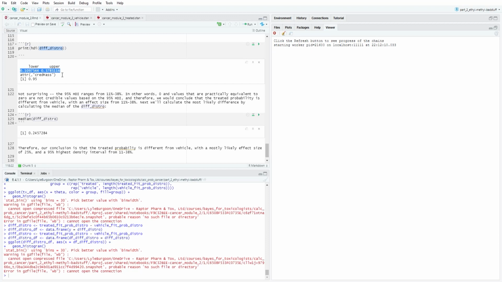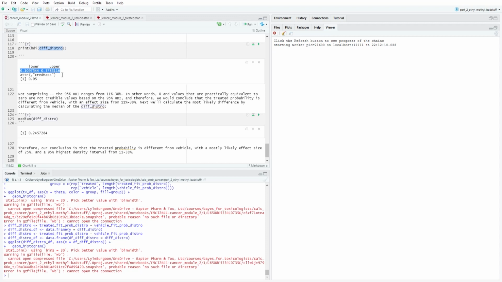So in other words, 0 in values that are practically equivalent to 0, that is the de minimis risk of 0.0001, are not credible values based on the 95% highest density interval, and therefore we conclude that the treated probability is going to be different from vehicle. And the 95% highest density interval ranges from 11% to 38%. So there you have our uncertainty. We know that the real difference is likely somewhere in between 11% and 38%.